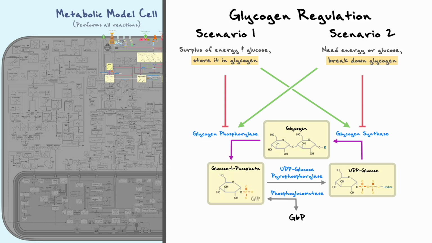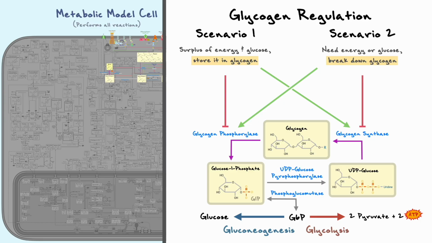This scenario, as we said, is a little bit more complex because the glucose made from glycogen can be used for gluconeogenesis in anabolic tissue such as the liver, whereas in muscles, the glucose will be used for glycolysis to make energy.